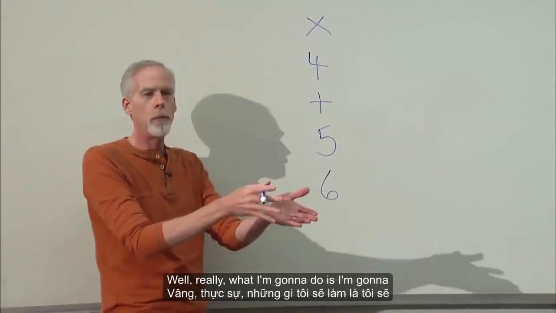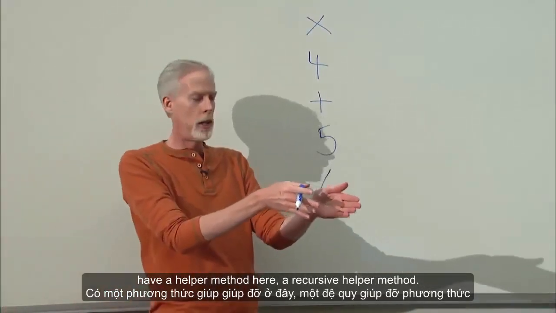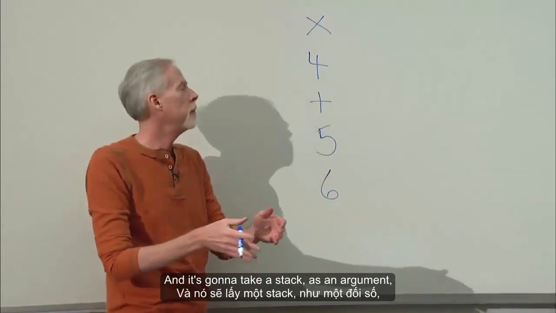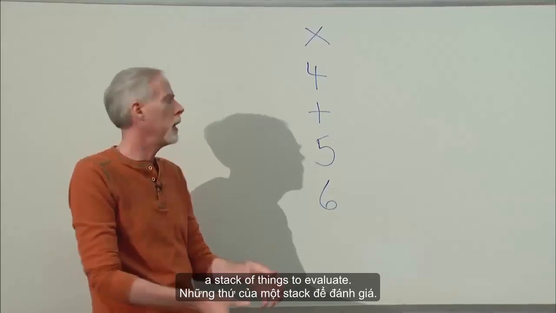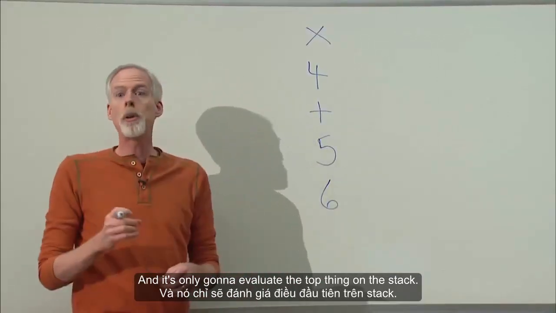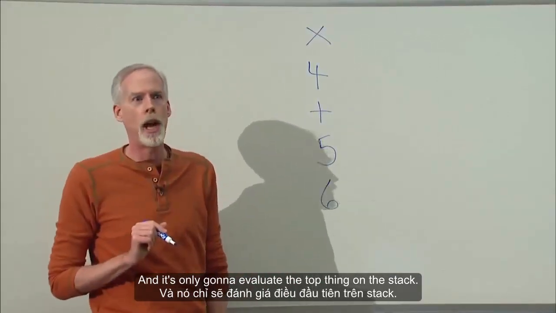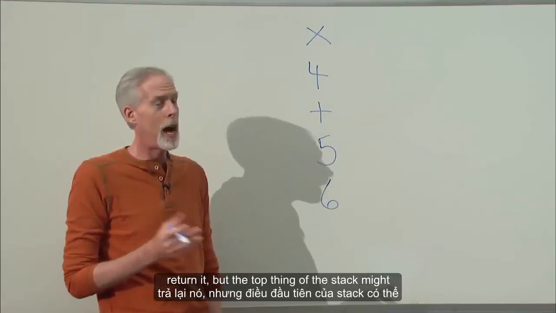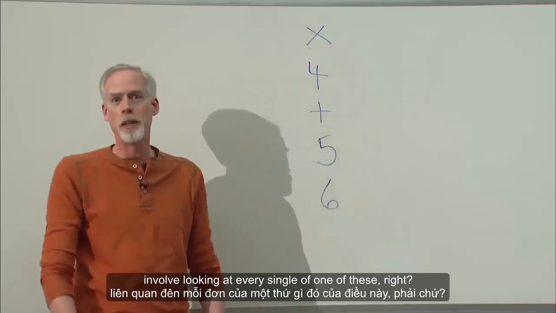Well, really, what I'm going to do is I'm going to have a helper method here, a recursive helper method. I'm going to call it evaluate also, actually. And it's going to take a stack as an argument, a stack of things to evaluate, and it's only going to evaluate the top thing on the stack. That's it. It's just going to evaluate the top thing on the stack and return it. But the top thing on the stack might involve looking at every single one of these, right?